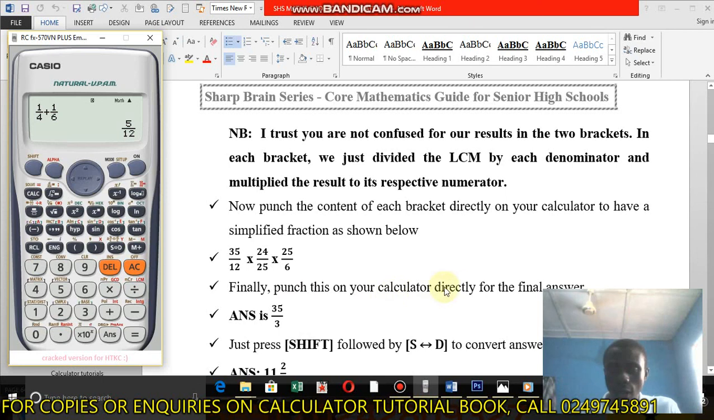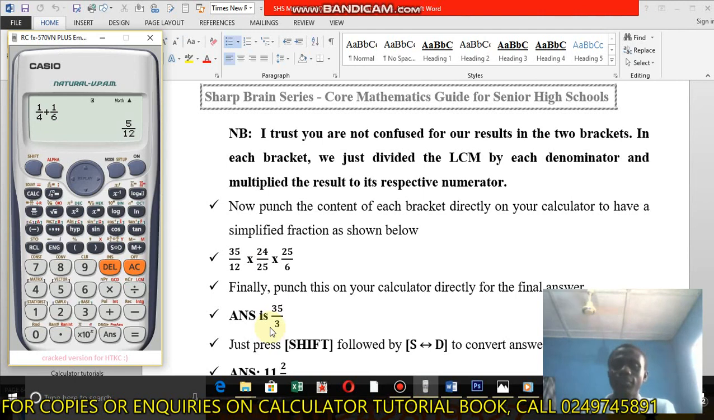Now, finally, punch on your calculator directly for the final answer. Most students waste time in the examination room by doing unnecessary things that reward no marks. Why should you waste your time doing cancellation? 12 goes into 24 2 times, or 6 goes into 8... You are not gaining any mark. Whenever fractions are multiplying themselves, we do not expect you to be doing cancellation. That is not even a good mathematical approach. So whenever fractions are multiplying, please just punch them on the calculator and get your final answer.